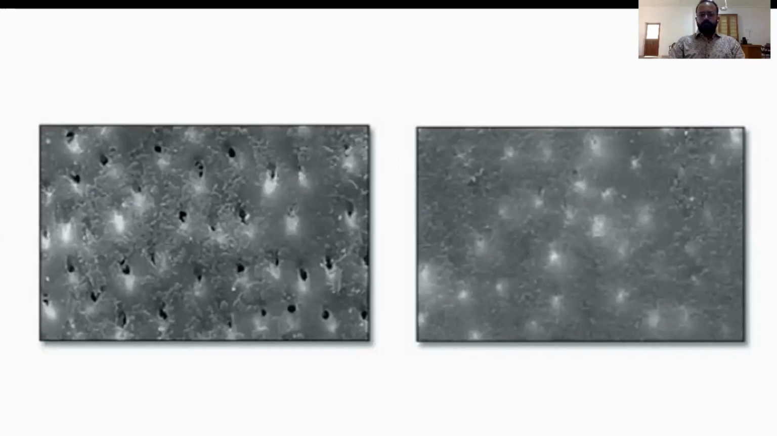So this is a diagram of the scanning electron microscopic image of an occluded dentinal tubule. Picture A shows the open dentinal tubule and B the occluded dentinal tubule.